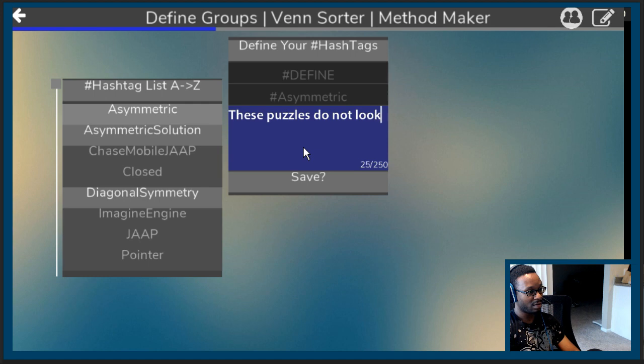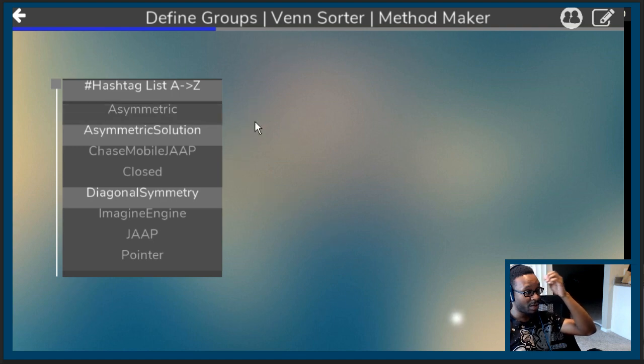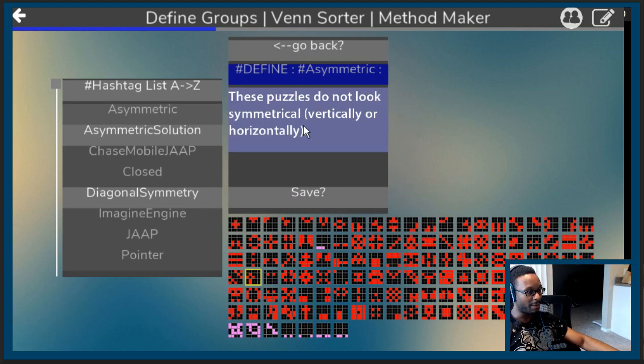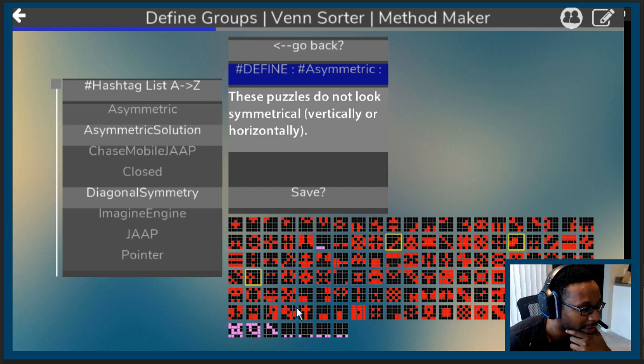do not look symmetrical, either vertically or horizontally. Simple definition. We'll just save it here. So now when I'm defining asymmetric, you can look at the puzzles and you're like, huh, this one's asymmetric, and it looks like this one's a little asymmetric, and you can go through like that and help organize some of the concepts and definitions you've defined for yourself.